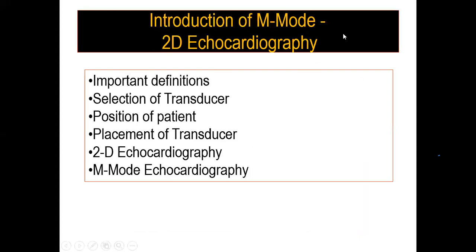When echocardiography originated, we started with M-mode echocardiography. Now in 2022, we begin with only two-dimensional echocardiography. That's the change that happened in the last 40 years of echocardiography. So we are going to talk about important definitions, selection of transducer, position of patients, placement of transducer, two-dimensional echocardiography, and finally M-mode, which is derived from two-dimensional echocardiography.